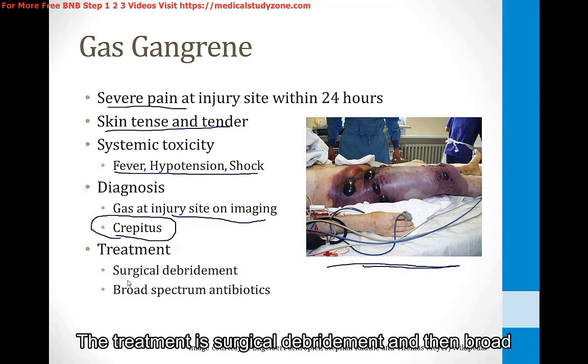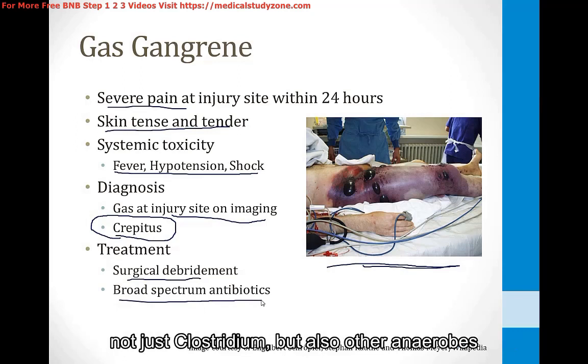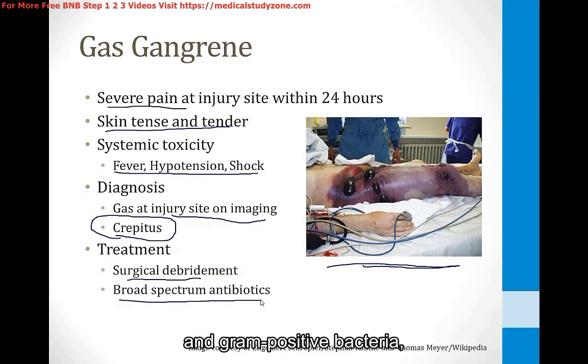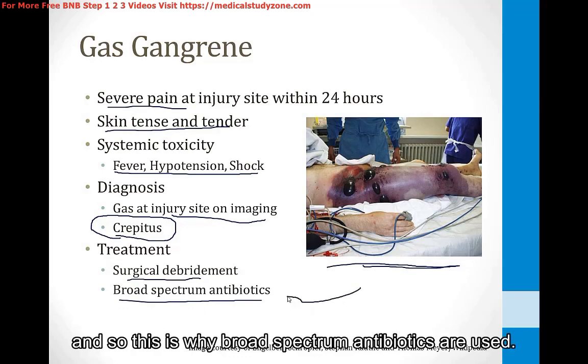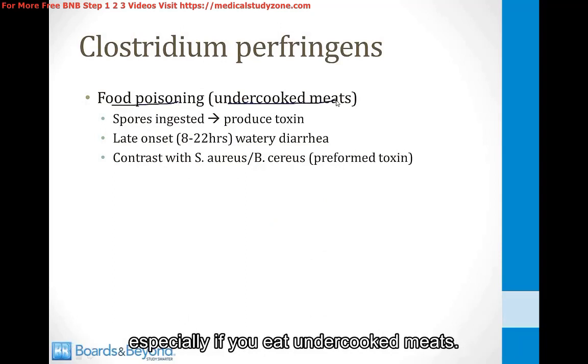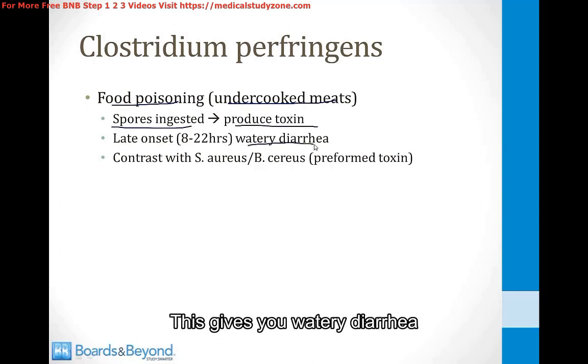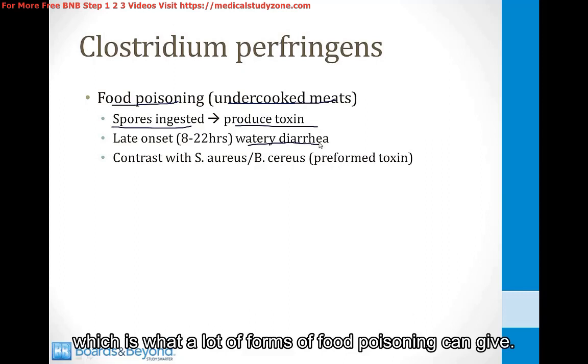The treatment is surgical debridement and then broad-spectrum antibiotics, because these wounds often have not just Clostridium but also other anaerobes and gram-positive bacteria, and so this is why broad-spectrum antibiotics are used. Clostridium perfringens can also cause food poisoning, especially if you eat undercooked meats. So the spores get ingested and then the bacteria grow and produce toxin. This gives you watery diarrhea, which is what a lot of forms of food poisoning can give.